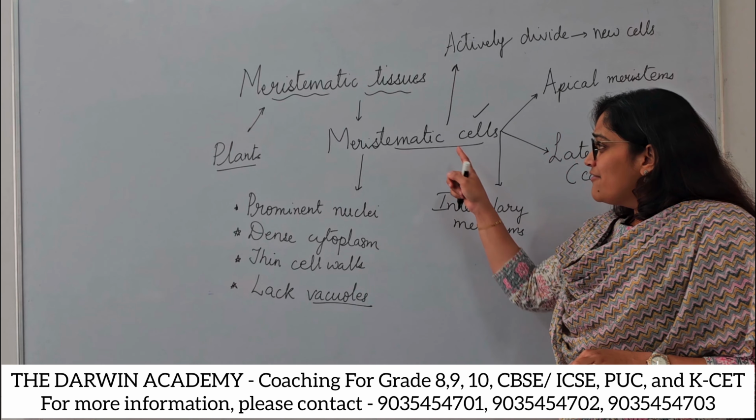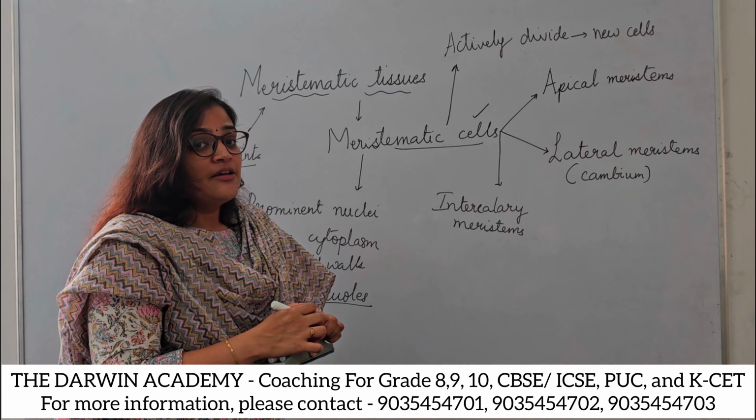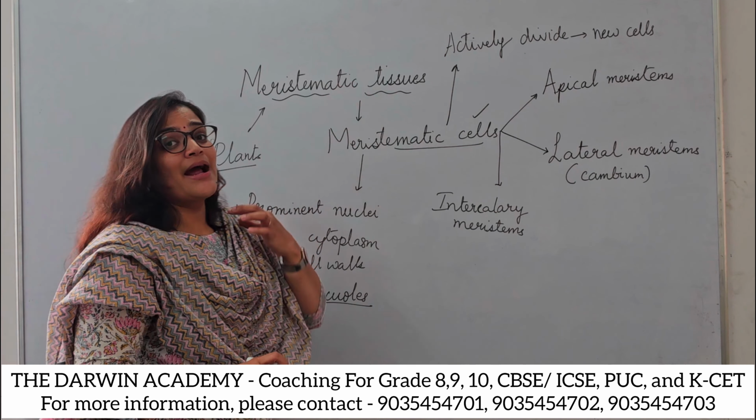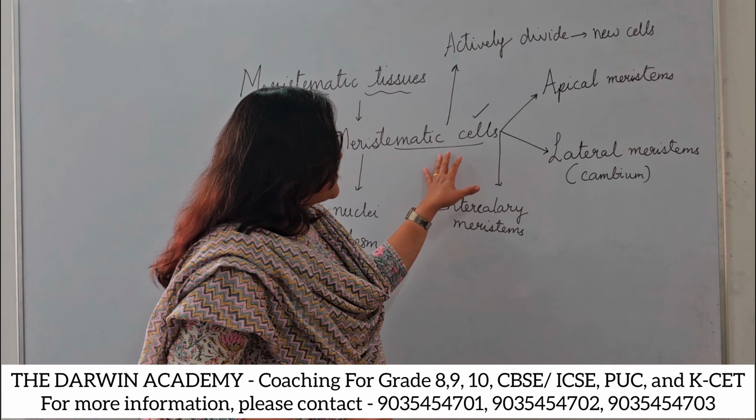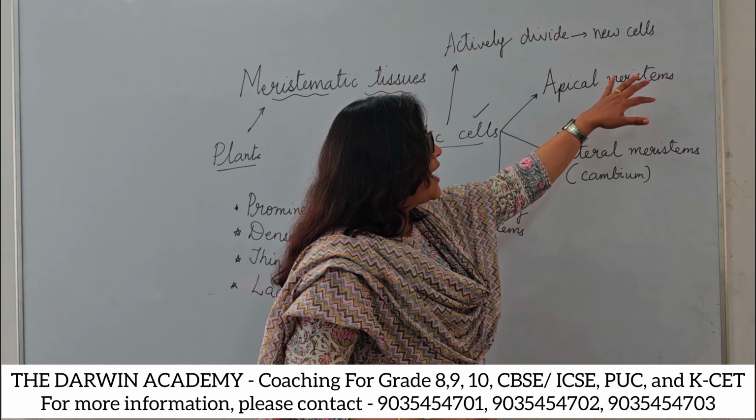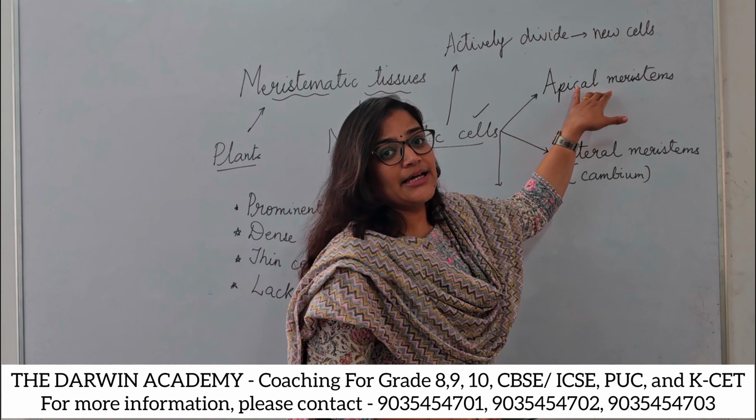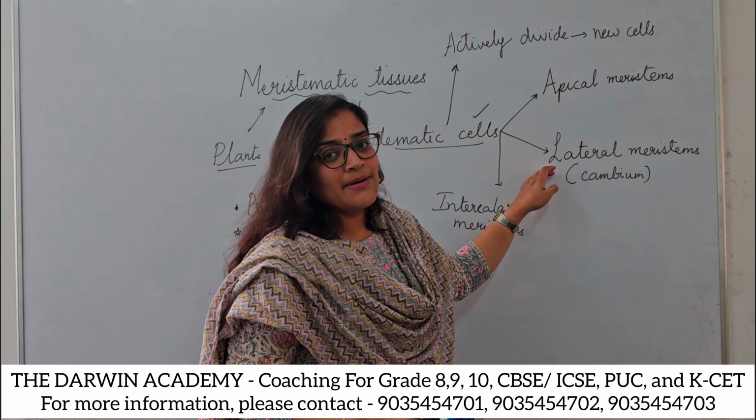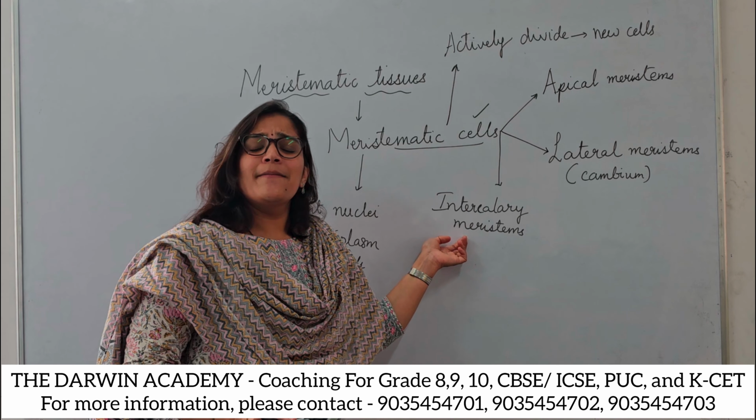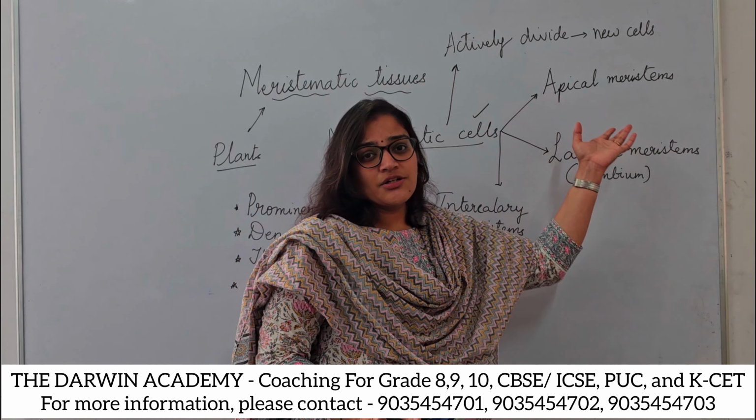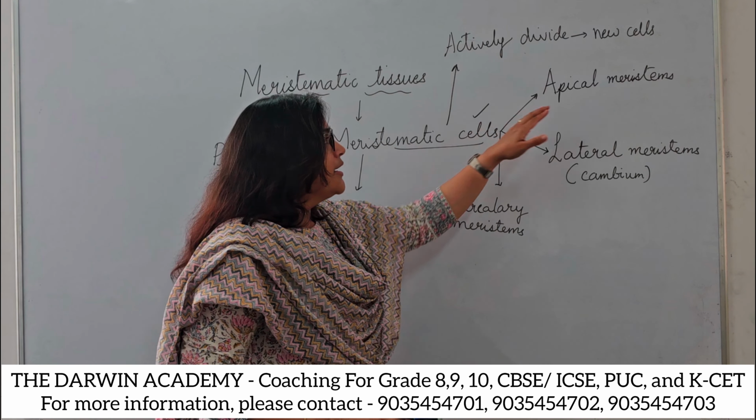Alright? Having said the characteristic features of meristematic cells, let's see where meristematic tissues are present. Based on their position, the meristematic tissues are categorized into three types. They are apical meristems, lateral meristems, which are also called as cambium, and intercalary meristem. Let us look at them in detail one by one.